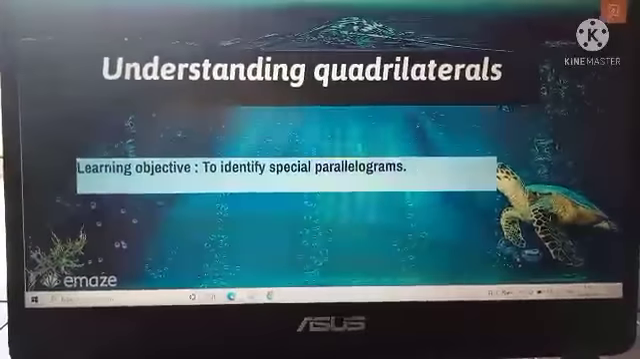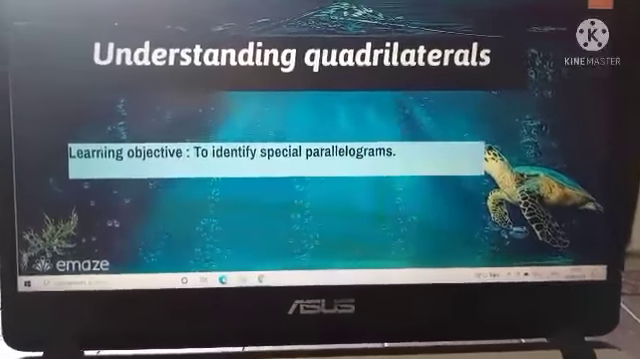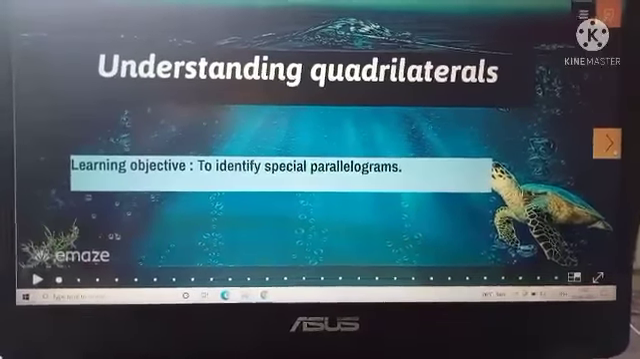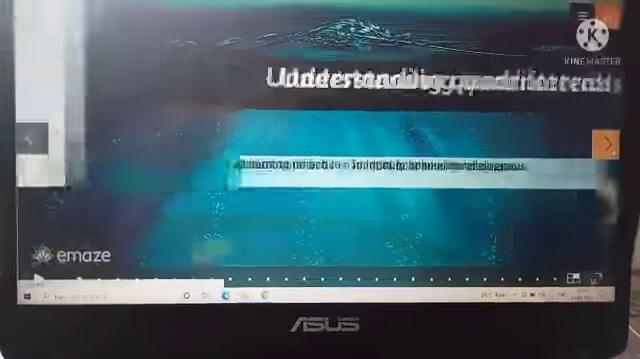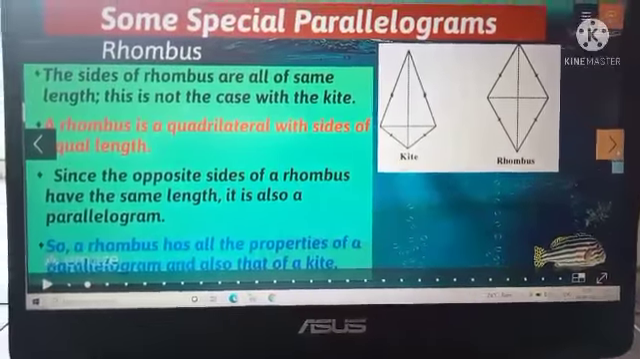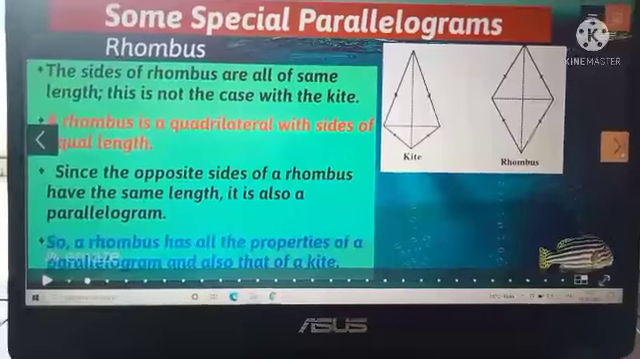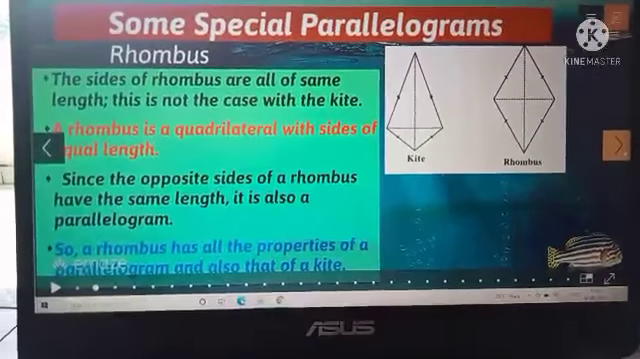Today, let's discuss some points from the lesson Understanding Quadrilaterals. Our learning objective is to identify some special parallelograms. Rhombus. First of all, let's discuss rhombus. A rhombus is a special parallelogram. Let's see how it becomes special.